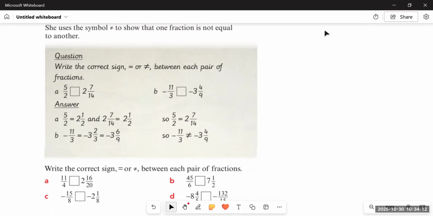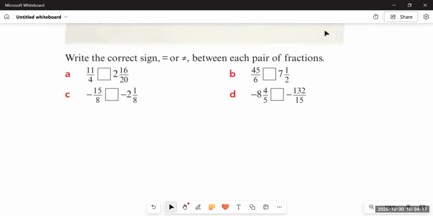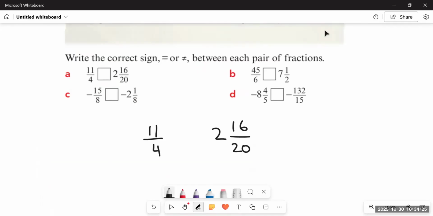Let's figure out how we are supposed to do these sort of questions here. In the first one, it's 11 over 4. We'll write it over here. Okay. And on the other hand, we have 2 whole 16 over 20. So first of all, you can see that 16 over 20 can be simplified, right? So we'll try to simplify it over here. 4 fours are 16, 4 fives are 20, right? So it becomes 2 whole 4 over 5. Still, we cannot compare the two fractions because the denominators are different. So what are we supposed to do?